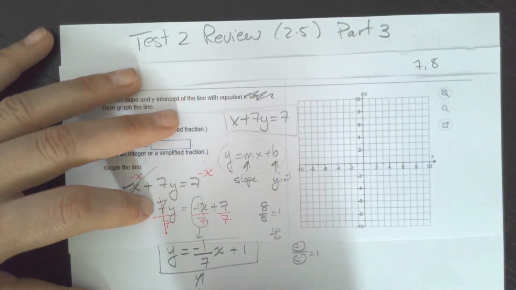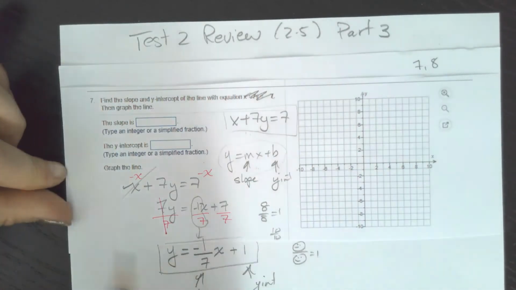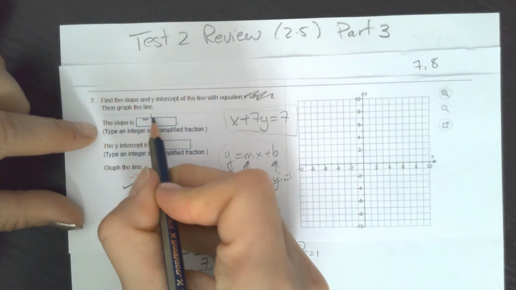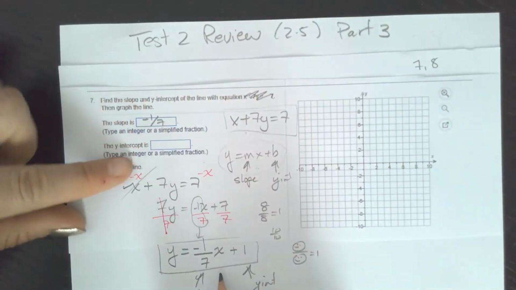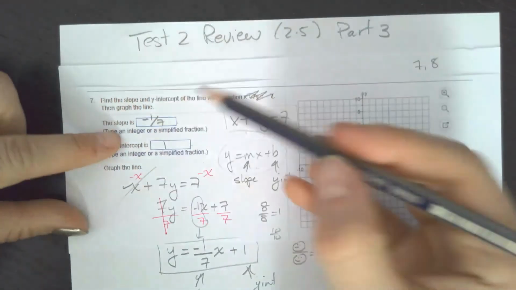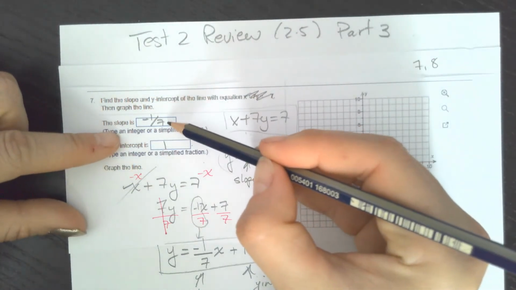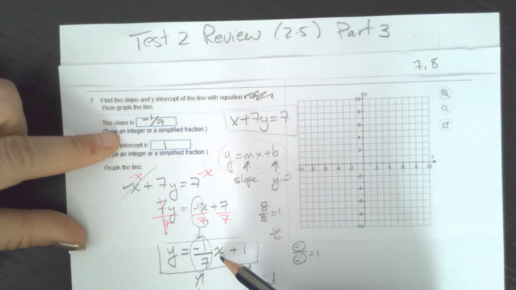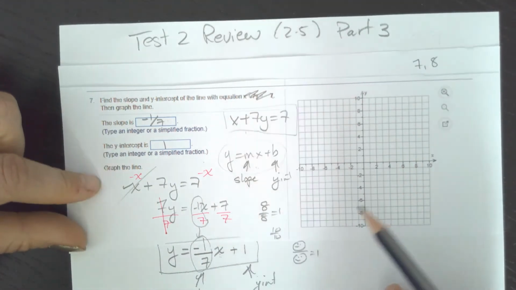That's my slope. That's my y-intercept. So it says the slope is, and you have to use a fraction, negative 1 over 7. And my y-intercept is 1. Now do not put the x with the slope. The slope is only the number that's in front of the x. Okay? And then now we have to graph it.